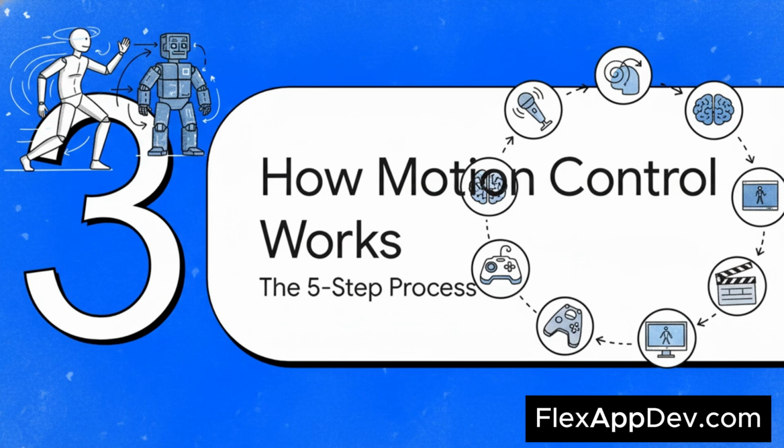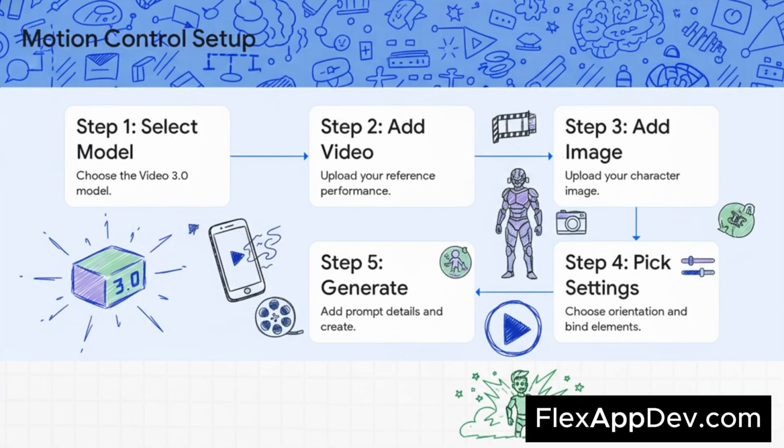What's really cool is just how simple Kling has made all of this. Seriously, they have boiled the whole process down to just 5 steps. Let's walk through how you'd actually use it. The whole workflow is super straightforward. First, you just pick the 3.0 model. Then you upload the video of your performance. Next, you give it the image of your character. After that, you pick a few key settings, like orientation and whether you want to use those new binding elements we just talked about. And finally, you can add a little text prompt for stuff like the background. And then you just hit generate.